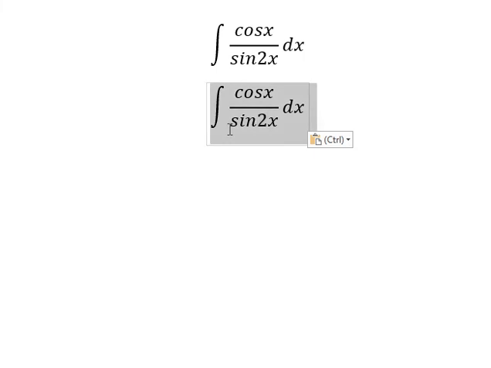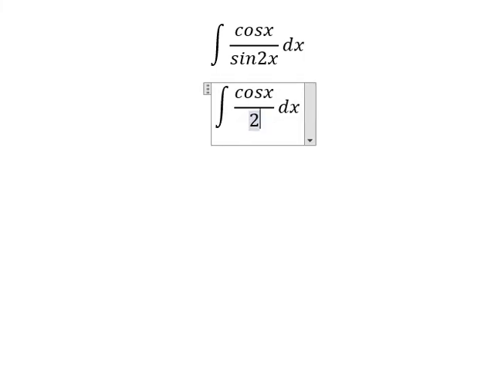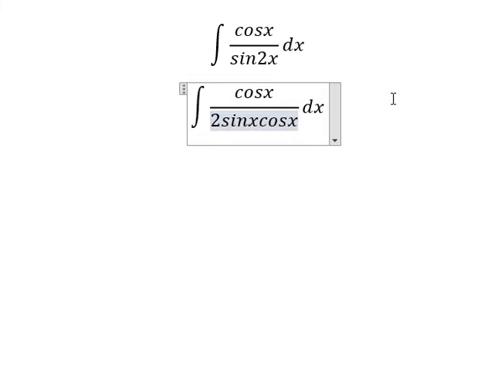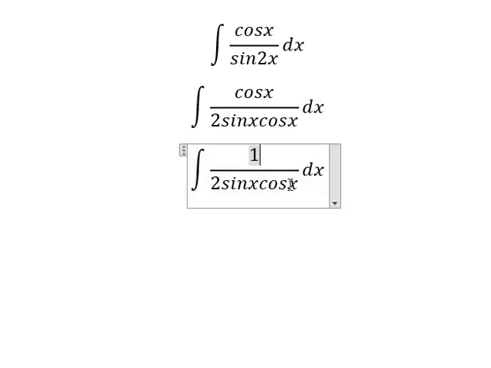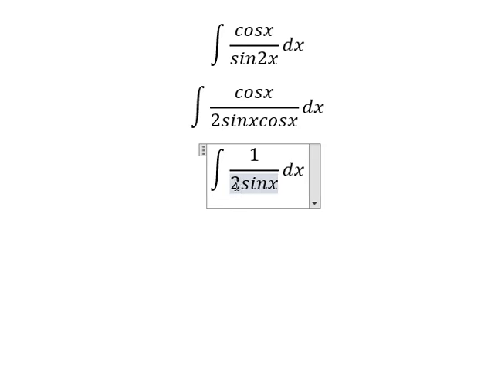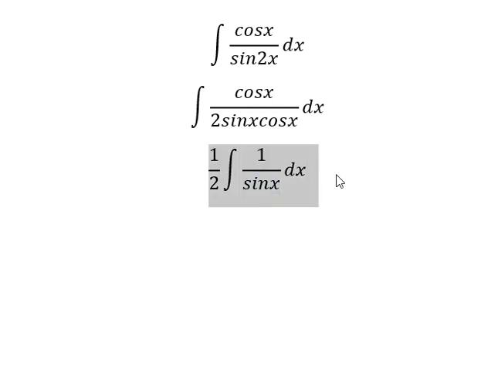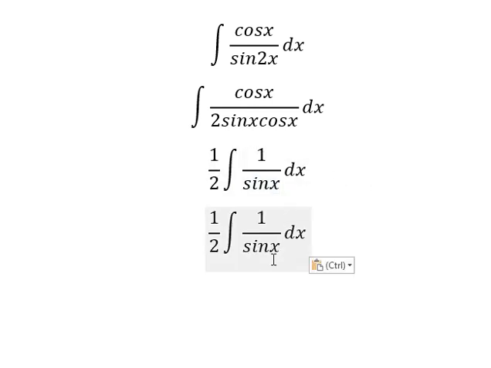Sin 2x we change to 2 sin x cosine x. Cosine x divided by cosine x. The number 2 we put outside. One over sin x we change to cosecant of x.